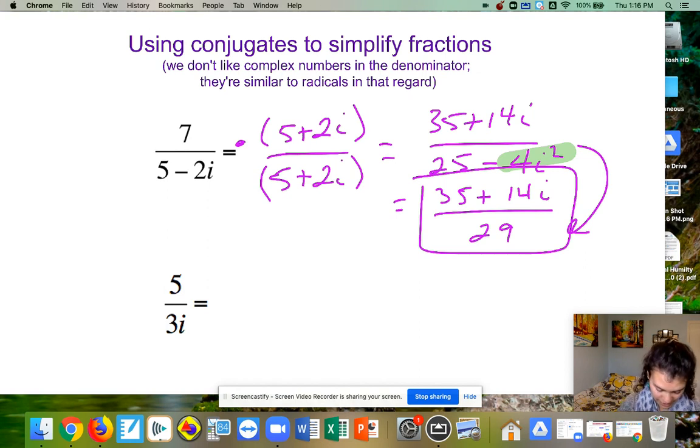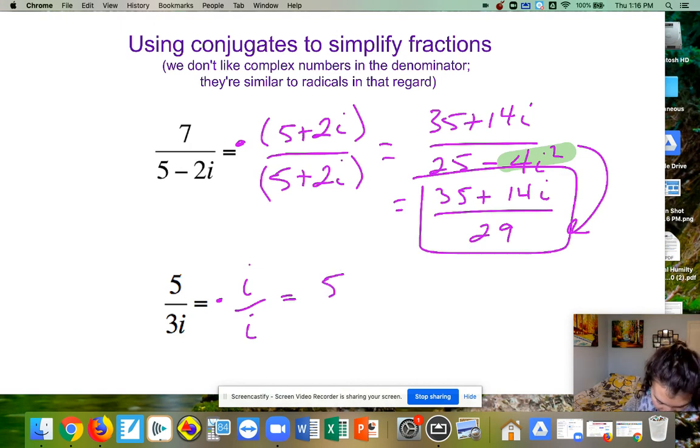So you could multiply by -3i to be the conjugate. That will work. You'll just end up having to simplify your fraction at the end. But since there's no real number in front of this, you can just multiply by i, because we just need an i squared to get an actual number. So I'm just going to multiply by i, but you could multiply by -3i and it would work. You just need to simplify the fraction at the end.